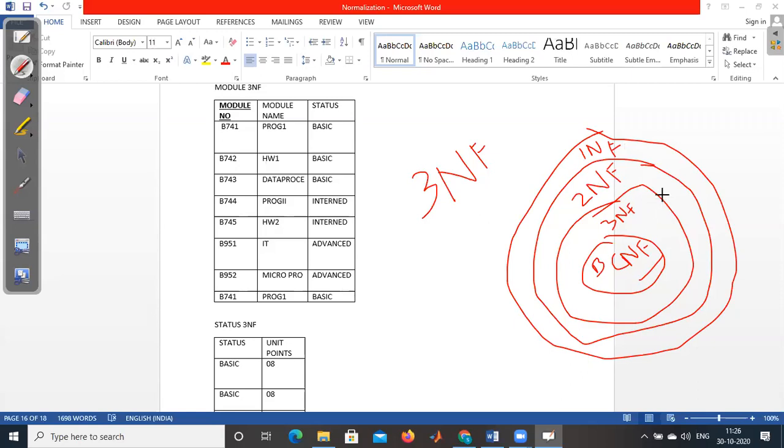If the relation is in the third normal form, then it should be in the second normal form and in the first normal form. If it is in the third normal form, no need to check whether it is in the second normal form or first normal form. If the relation is in the second normal form, it will be in the first normal form.